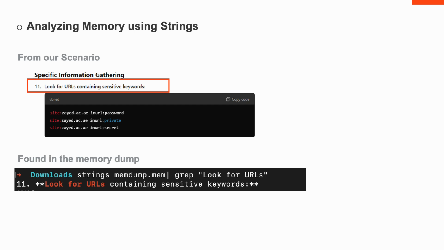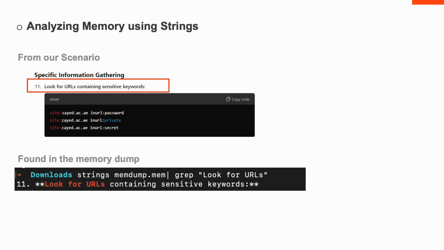So we expanded our analysis with the strings, and if you remember in the previous slides, as we were crafting our scenario, one of the outputs from ChatGPT was the first image, which was a Google search query list, and it says exactly look for URLs containing sensitive keywords. This was point number 11. We found the same exact sentence within the memory dump.